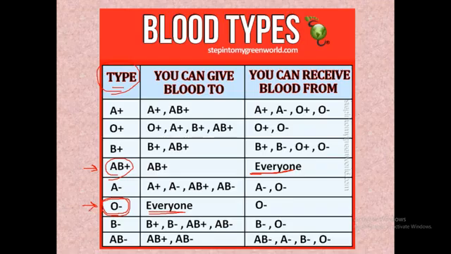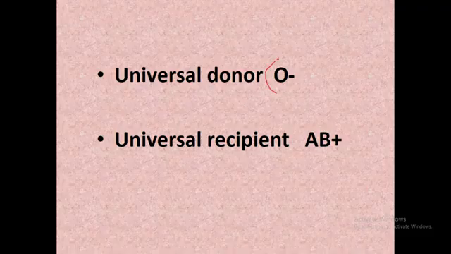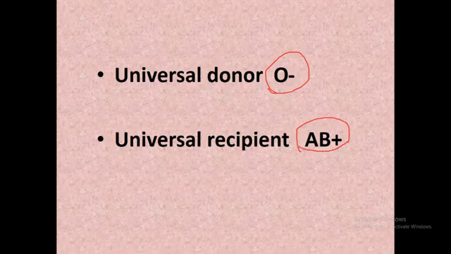But this is only a theoretical aspect, and before we go for any type of blood transfusion, we must do the cross matching. Whenever someone asks you who is the universal recipient, you have to tell AB positive blood group, and who is the universal donor, you have to tell O negative blood group. So here what I said, universal donor is the O negative blood group and universal recipient is the AB positive blood group, but it's only theoretically possible.